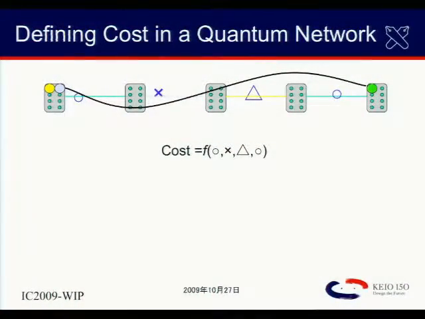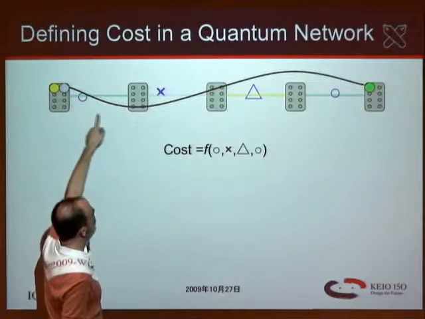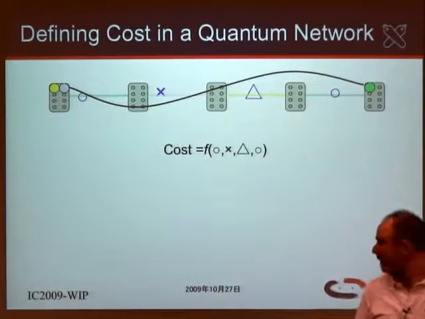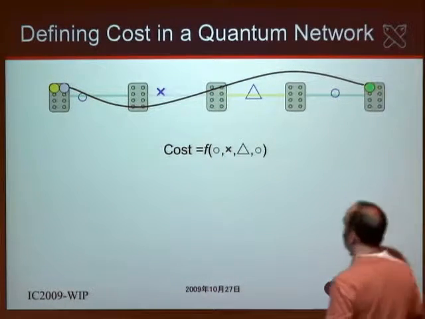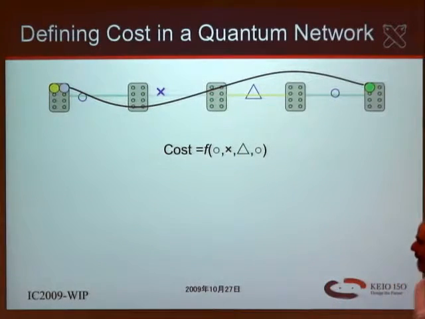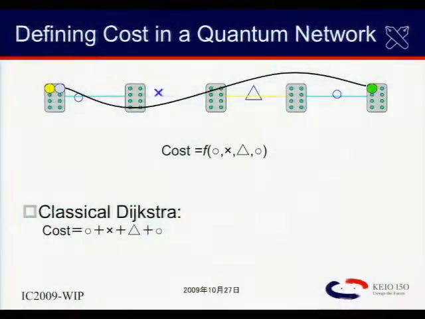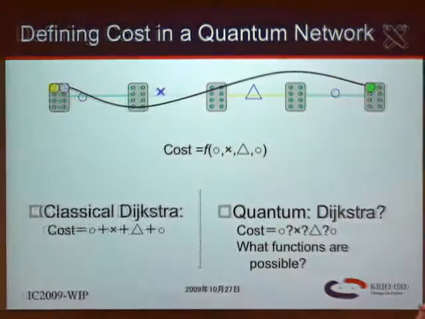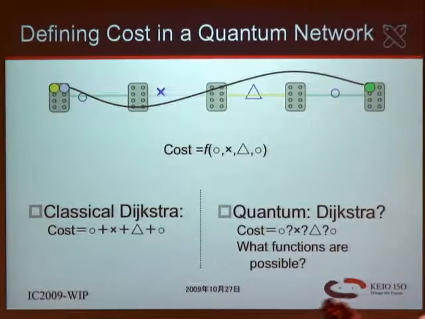Let's see, 4-hop network here. Circle is pretty good, X is a pretty poor network, and triangle is sort of an intermediate length. Right? The cost for this path would be some function of those link costs, right? Now, what is that? In classical Dijkstra, the cost would just be the sum of those individual links. With the quantum version, we don't actually know a priori what the right way is to combine these in order to get some reasonable cost for the overall path.